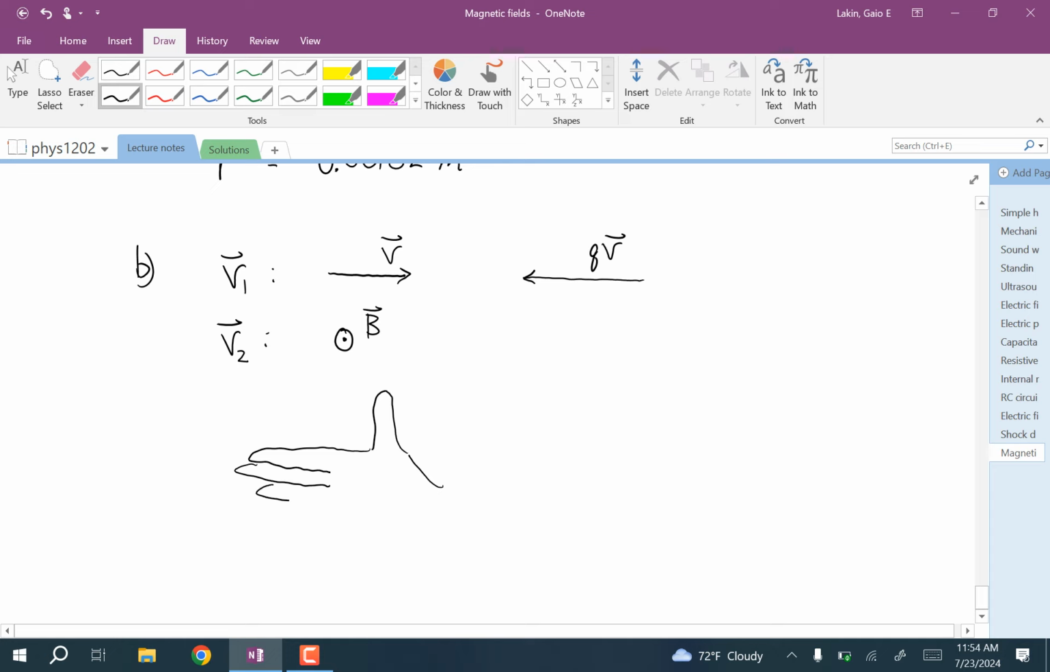Well, this is what your hand would look like pointing in the direction of V1. So this is your Q times V. If you curl your fingers out towards the out of the screen, this would be B, and that says that the force vector is up.